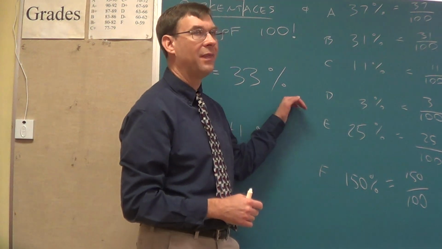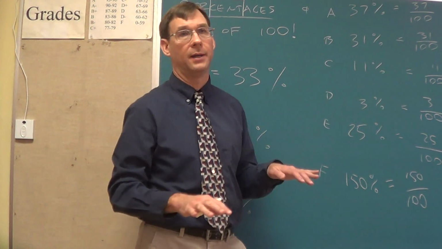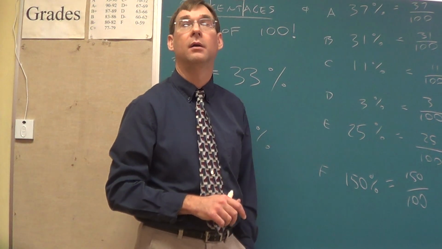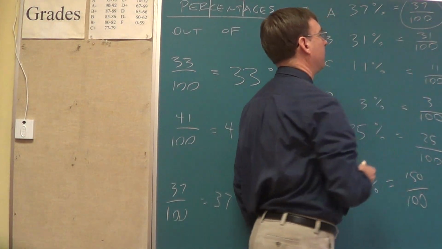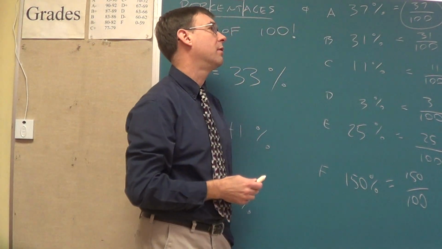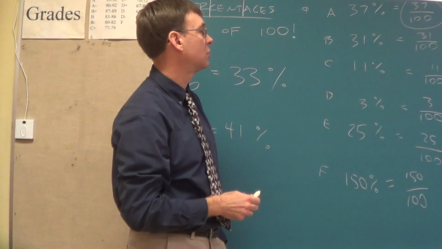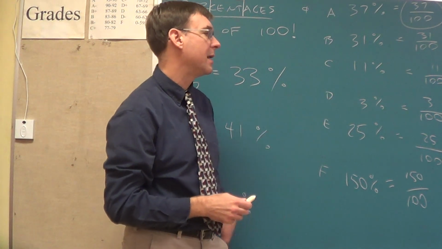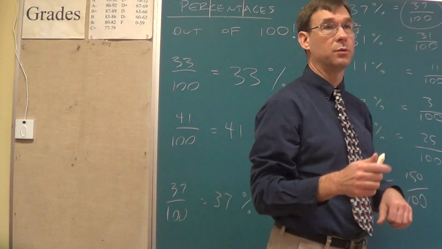Somebody spot me one that does not reduce. It just is what it is, and we're done. Can't be made any better. A. 37 is a prime number. 37 can't go into 100 on its own. Nothing else can go into 37, so that's just as good as it's going to get. Then anybody jump in, either tell me one that's good or one that's bad. It doesn't matter to me which way you take it.